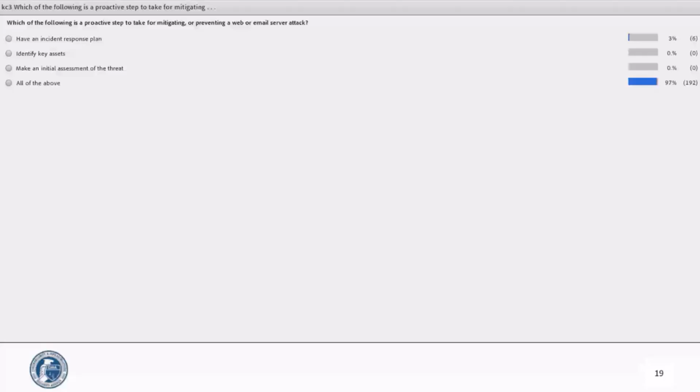And so every system should have, as I mentioned, some type of security plan. You want to make sure that all the steps that we have identified here would be proactive steps in the event that you need to mitigate or prevent a web or email server attack. Okay, it looks like someone says B and C are part of A. Exactly. In most cases, that should be identified in your incident response plan. So I do agree with that. And good point to make.